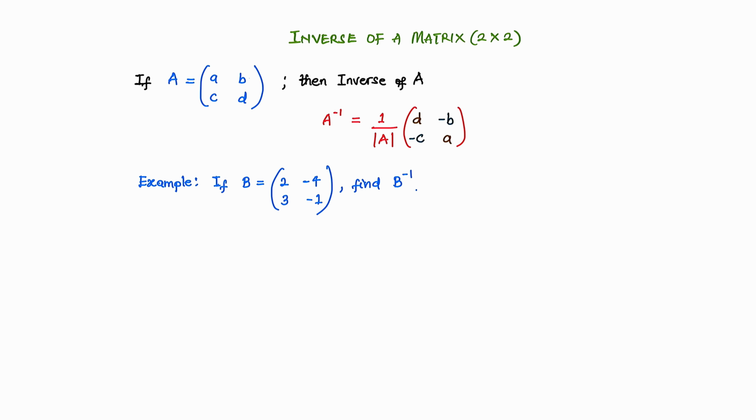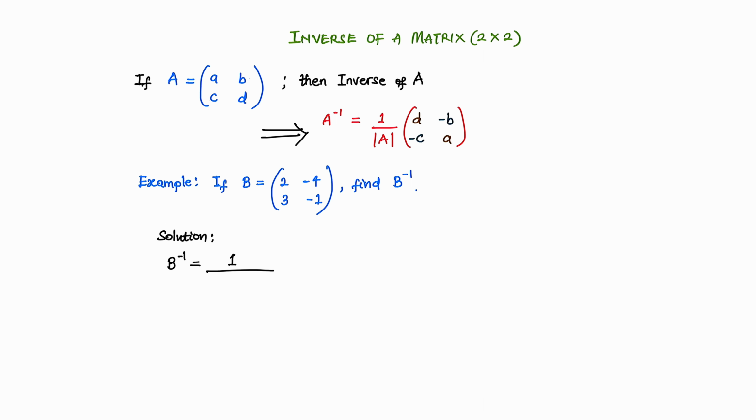This example gives us a matrix B with the elements 2 and -4 on the first row and 3 and -1 on the second row. We are asked to find the inverse of matrix B. Solution: following this rule that we have here, matrix B inverse will be equal to 1 divided by the determinant of matrix B.